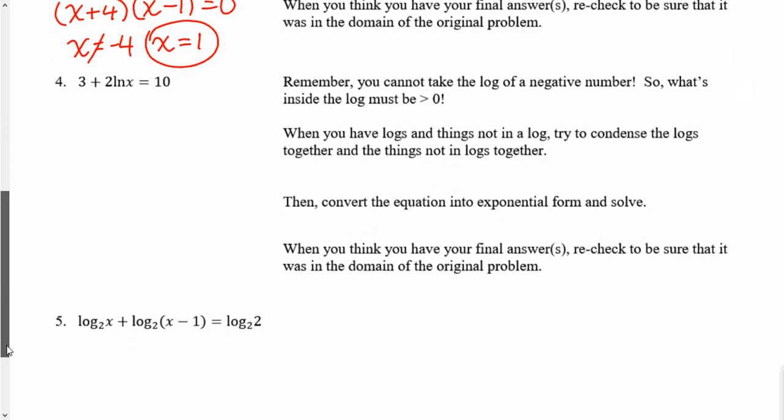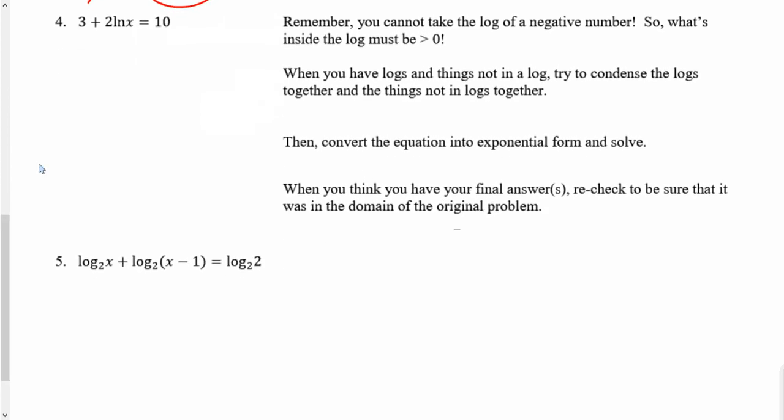All right. In example 4, again, I have things in logs and things not in logs. So I need to get everything not in a log on one side and everything in a log on the other. So I'm going to move the 3 over to the right by subtracting. Then I'm going to divide both sides by 2 to get 7/2. ln is the log base e. Now when I'm ready to convert to exponential form, my base would be e, my exponent would be the 7/2, and then the x is now by itself.